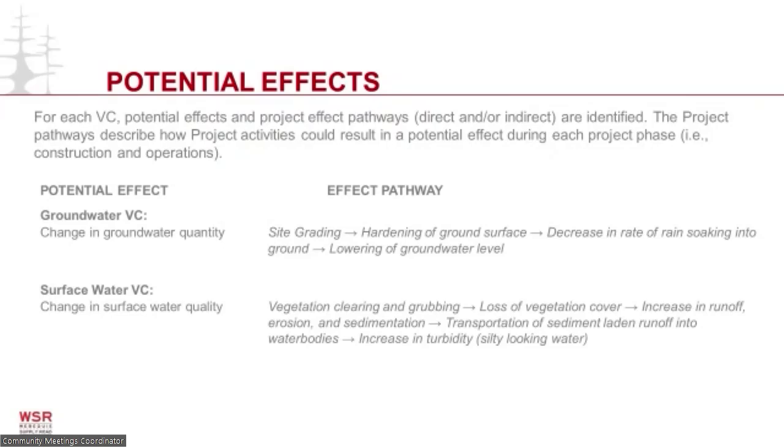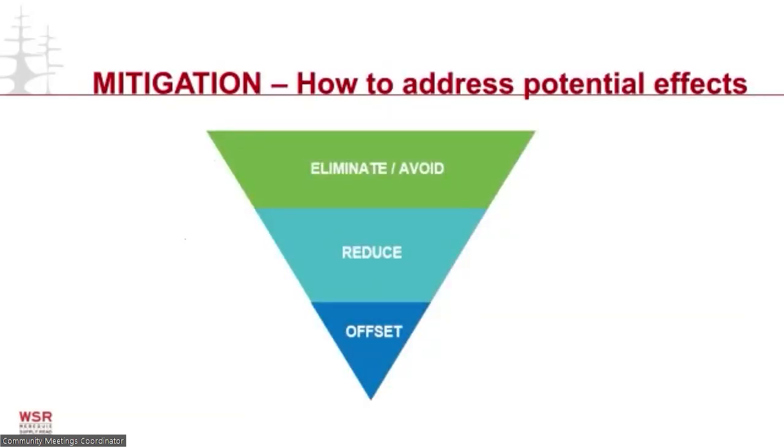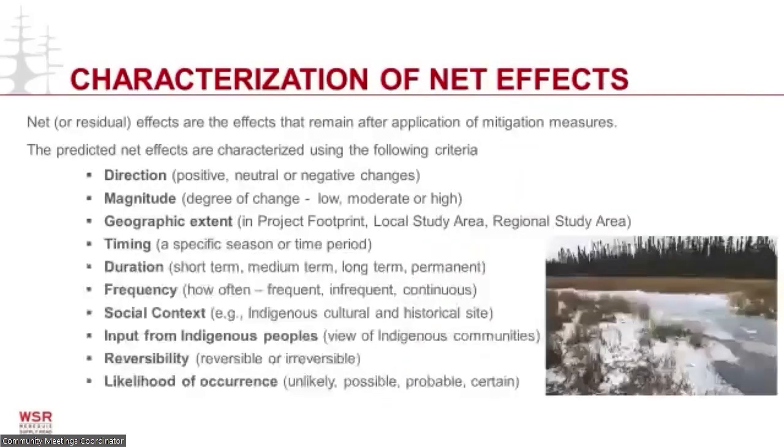For example, grading or reshaping the land as part of the project usually hardens the ground, making it harder for rain to get into the soil and lowering groundwater levels. Mitigation can be done in different ways: elimination of effects, reduction in control of effects, and offsets, where improvements can be made elsewhere to improve fish habitat, for example.